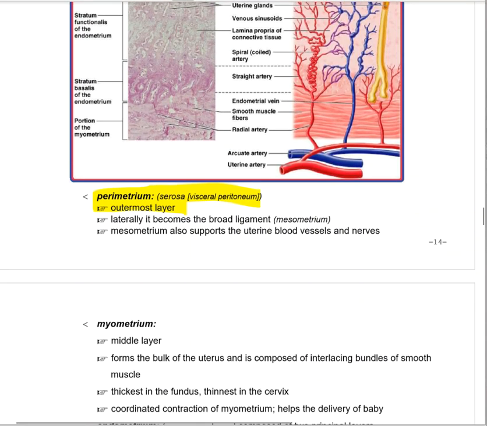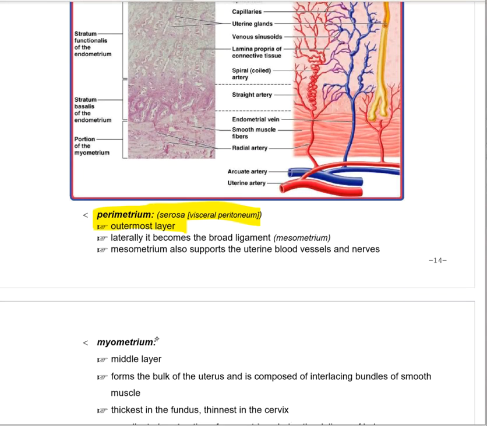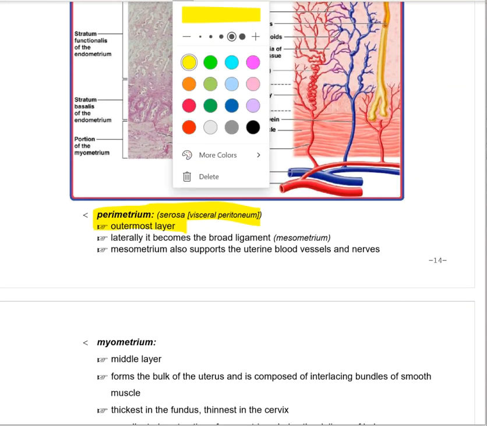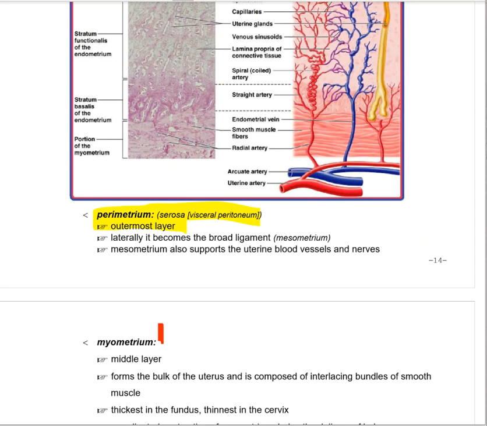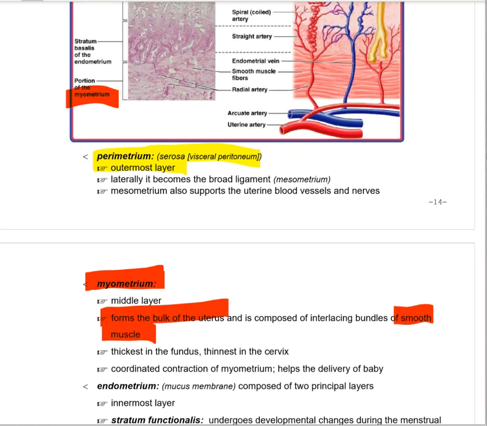Okay? Then we have, and it's not seen on this picture that you're looking at right there, the myometrium. And the myometrium is the middle layer, and I put it in red because it forms the bulk of the uterus, and it's got lots of smooth muscle. Okay? And this is going to allow for contraction, which helps deliver the baby.